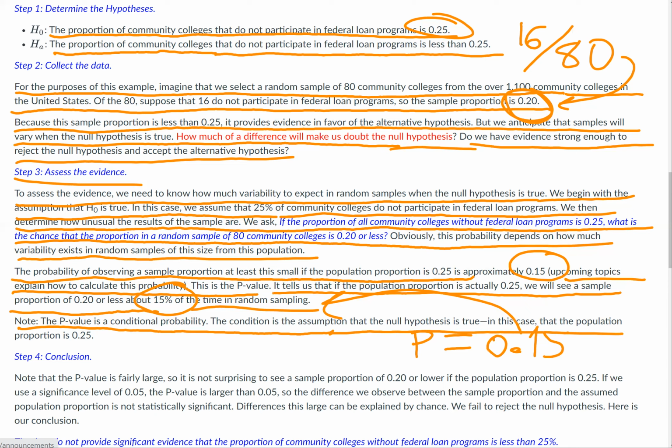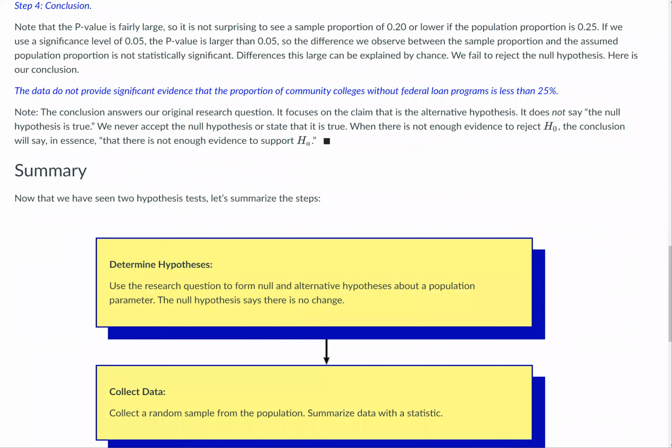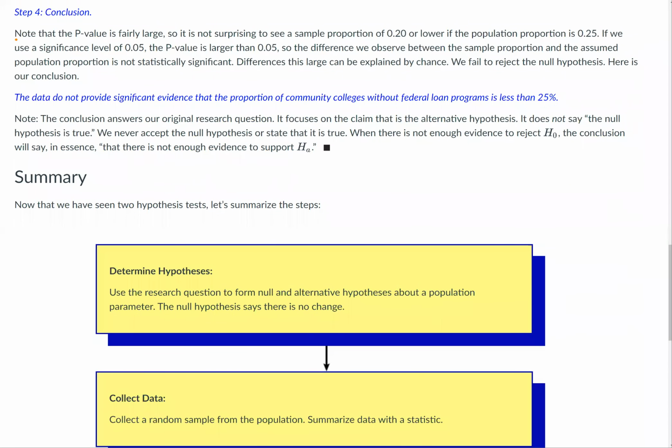So someone came up with this p-value of 15% or 0.15 based on assuming that the proportion of 0.25 of community colleges actually have a federal student loan program. Okay, based on that, let's come to a conclusion here. Note that the p-value is fairly large, so it's not surprising to see a sample proportion of 0.20 or lower if the population proportion is 0.25.